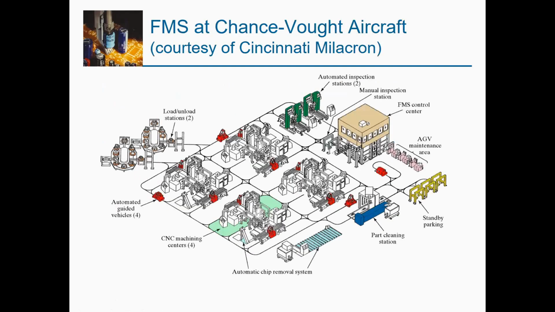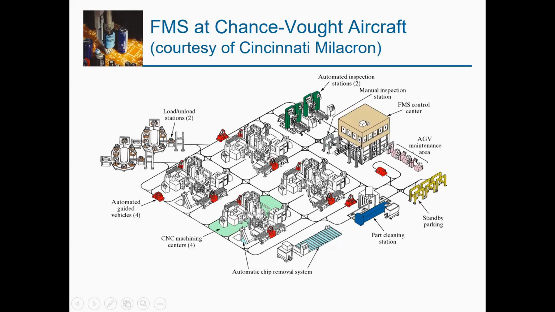We have this is one of the FMS, Chance Vought Aircraft. One industry, you can say a fixed position layout. Sorry, this is a batch production system, because FMS is working in the cell, the different cells. And this is automated inspection station, manual inspection station, FMS control center. There is a server office where computers are there, control center always there in the industry, where all the systems are based on communications, information technology.